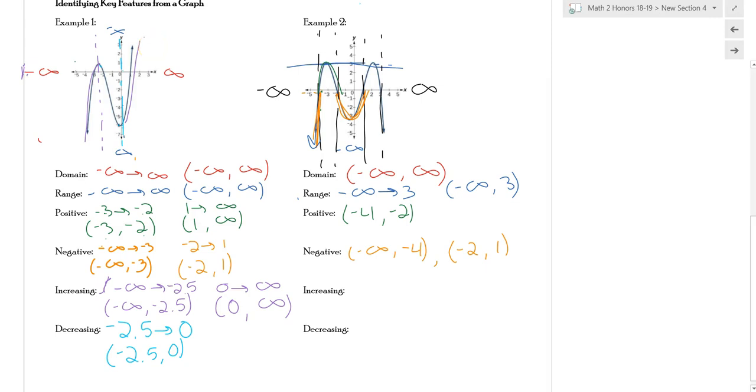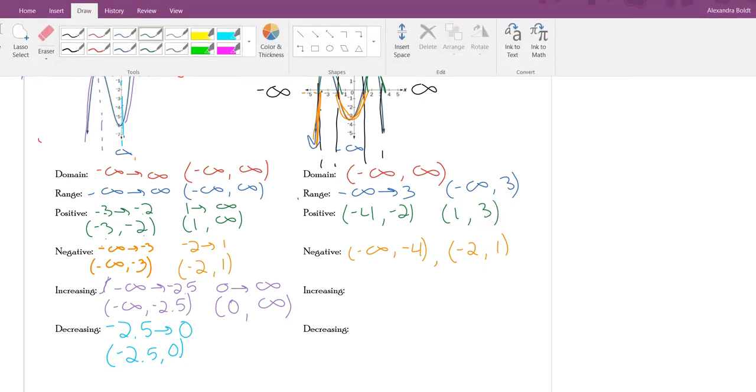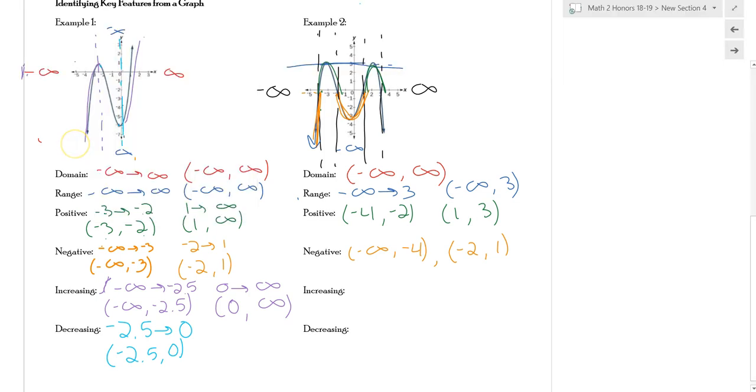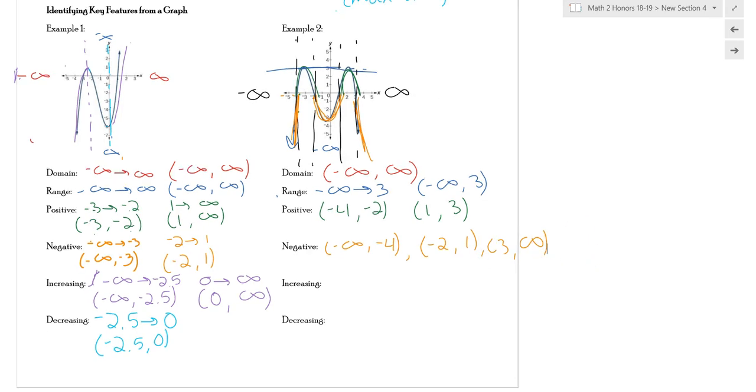Our next part, 1 to 3, is above. And then our next part is, right, 3 until the end of our graph. So 3 to infinity. Then the last part of this is to find our increasing and decreasing. And again, increasing and decreasing now has to do with our maxes and our mins.